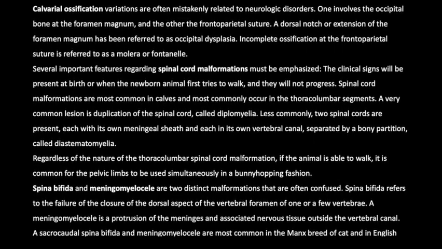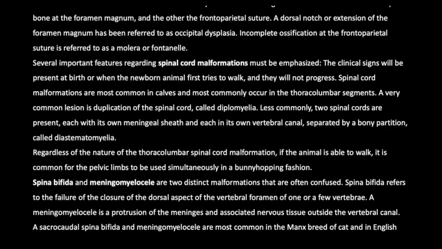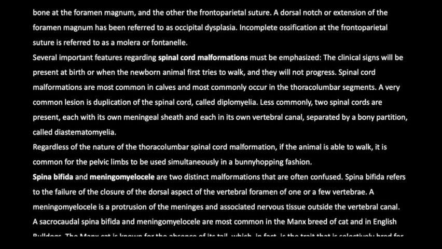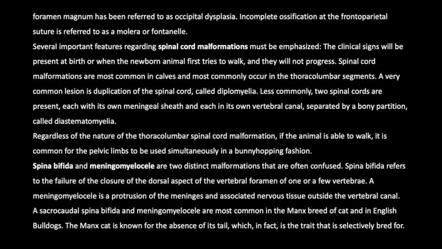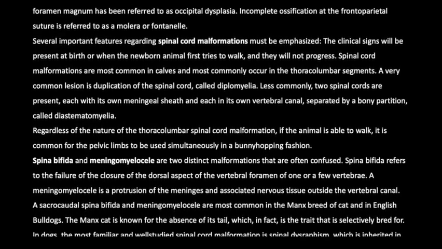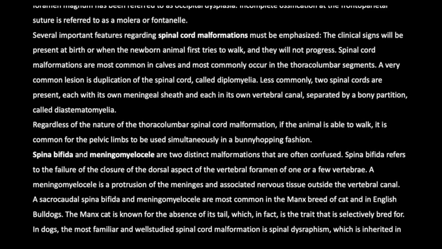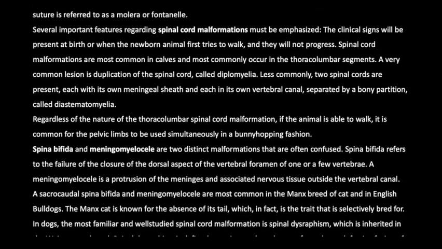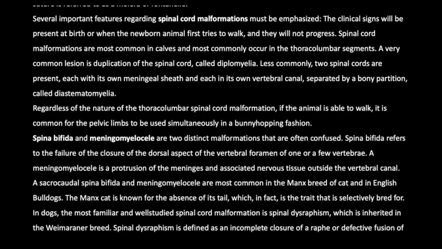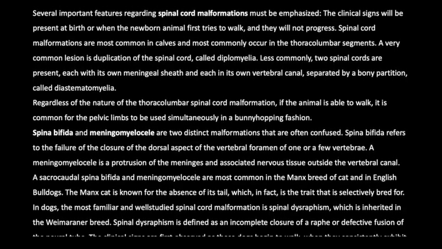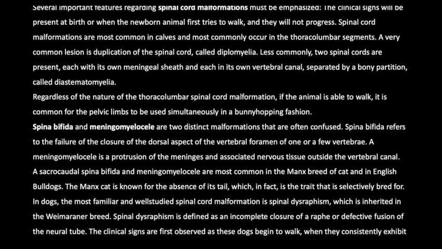A very common lesion is duplication of the spinal cord, called diplomyelia. Less commonly, two spinal cords are present, each with its own meningeal sheath and each in its own vertebral canal, separated by a bony partition, called diastematomyelia. Regardless of the nature of the thoracolumbar spinal cord malformation, if the animal is able to walk, it is common for the pelvic limbs to be used simultaneously in a bunny-hopping fashion.